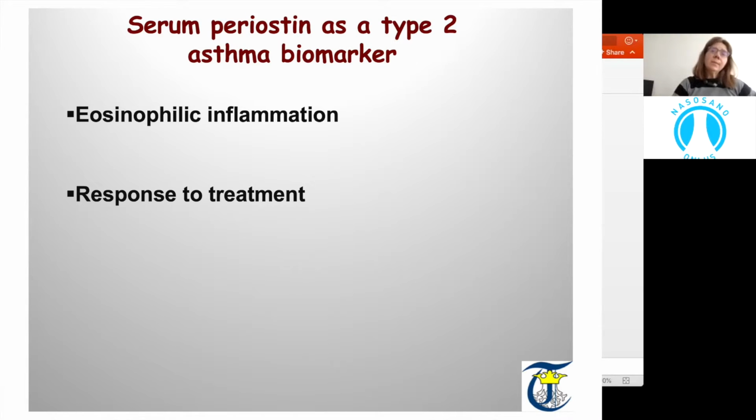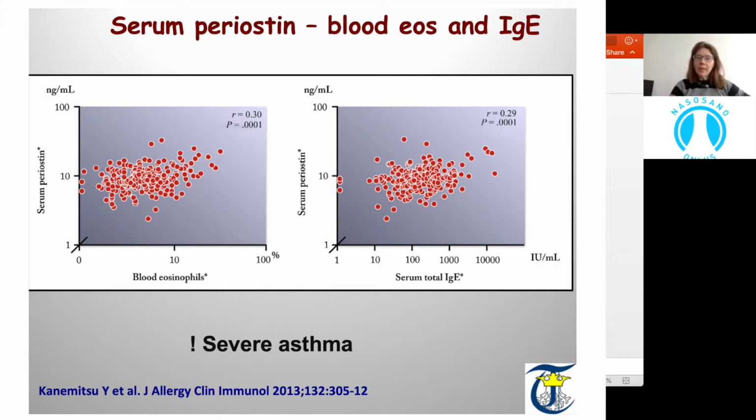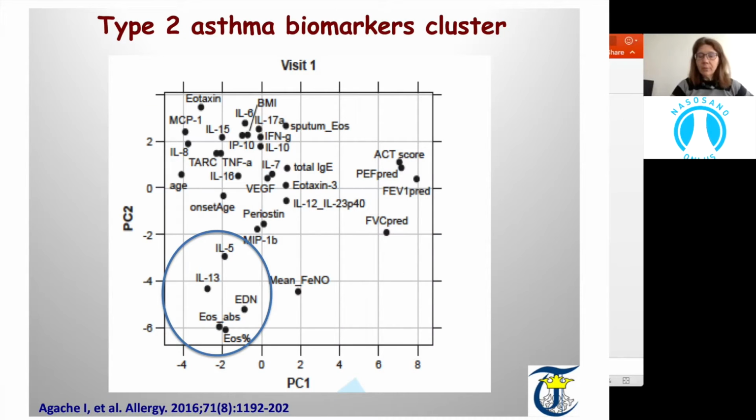Second, for example, the famous periostin, which is used as a biomarker for asthma because it was related to eosinophilic inflammation and related to response to treatment. And it reflects lung eosinophilia very well. The red line which you see here reflects lung eosinophilia better than exhaled nitric oxide or blood eosinophils or specific IgE, but this happens only in severe asthma. And this is also very well related with serum IgE and with blood eosinophils, but again, this happens in severe asthma. When we try to evaluate the value of the periostin in moderate asthma, you can see that it falls out of the type 2 inflammation cluster, where you have IL-5, IL-13, and eosinophilia.